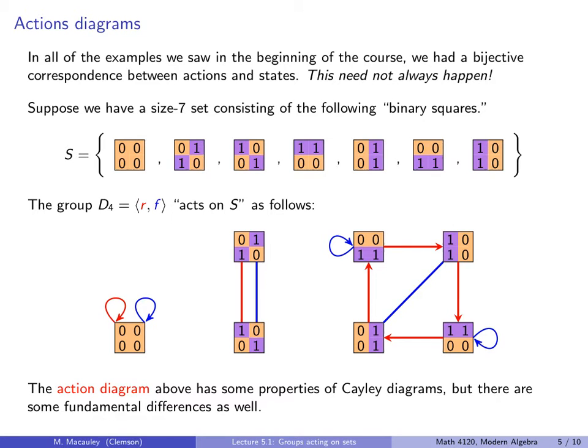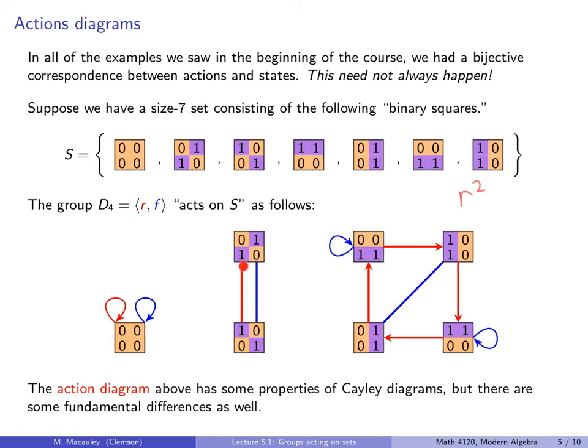Now, the action diagram above has some properties of Cayley diagrams, but there are some fundamental differences as well. Let's say a few words about some things that are preserved. Like in Cayley diagrams, if you want to know what happens when you do a sequence of actions, you can just follow the paths. For example, what happens when you do R squared? When you rotate something 180, you just start at a node and you follow the R arrow twice. Do red, red, it gets down here.